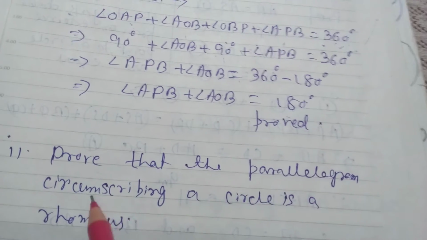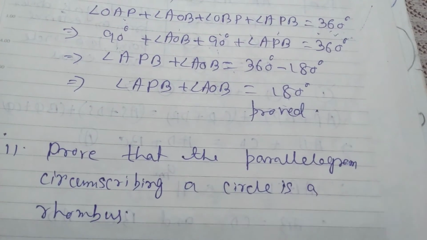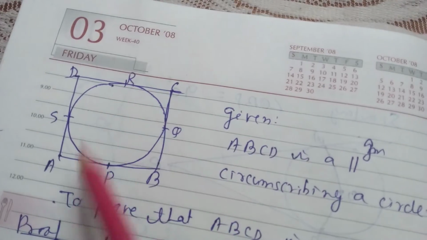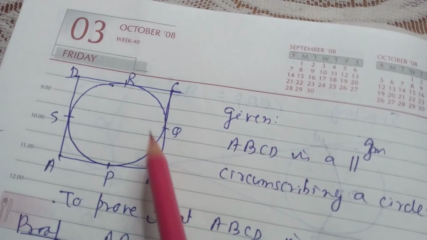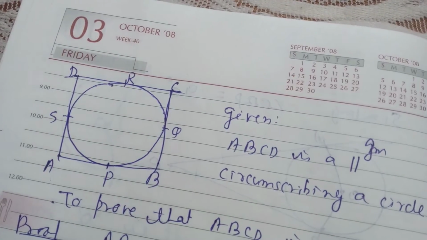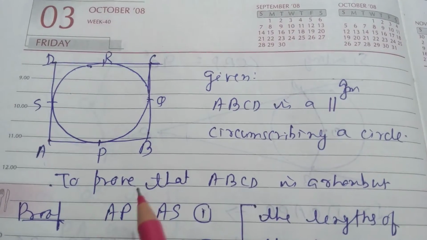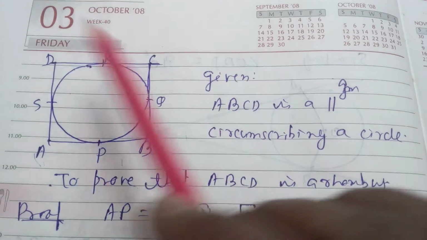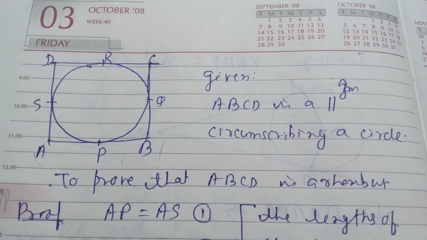Prove that the parallelogram circumscribing a circle is a rhombus. So this is a circle and ABCD is a parallelogram. It is given circumscribing a circle. Now you have to prove that ABCD is a rhombus, means AB equal to BC equal to CD equal to AD. You have to prove.